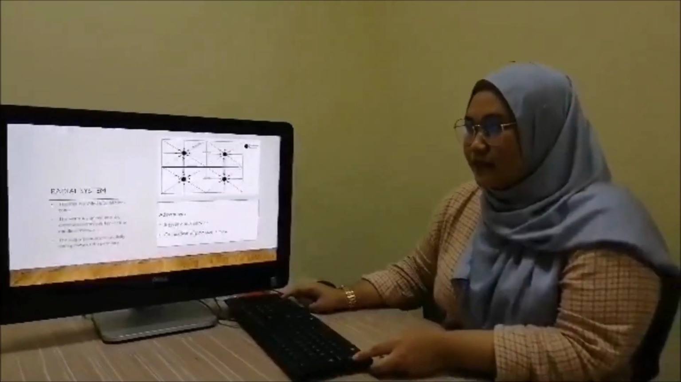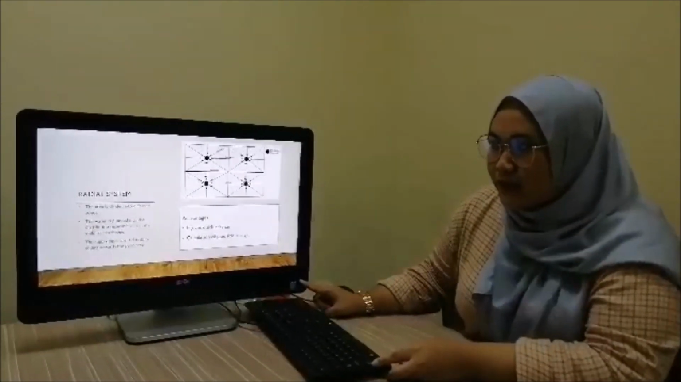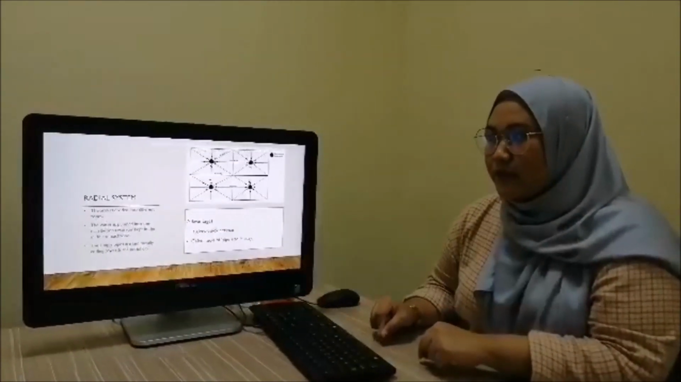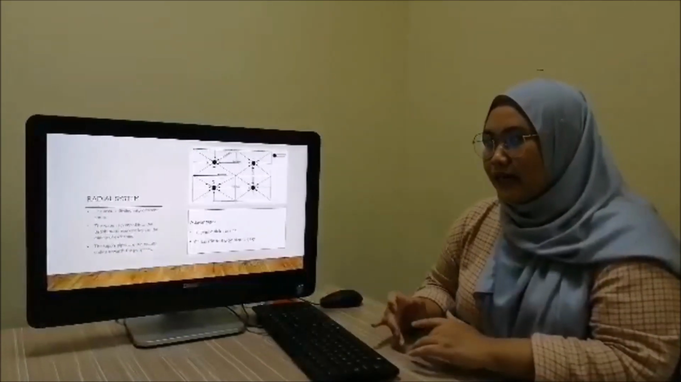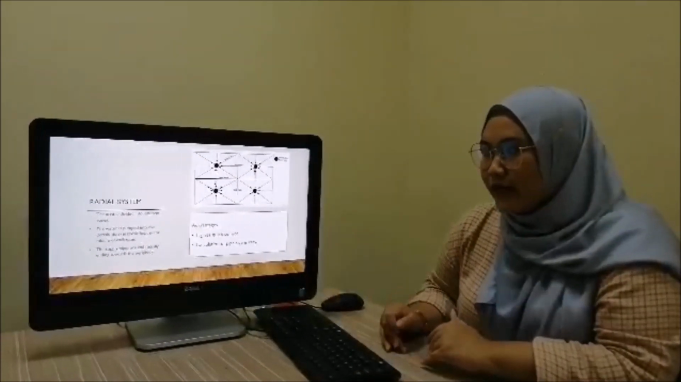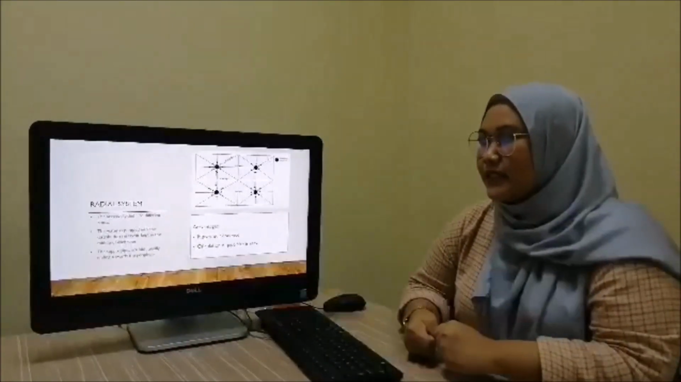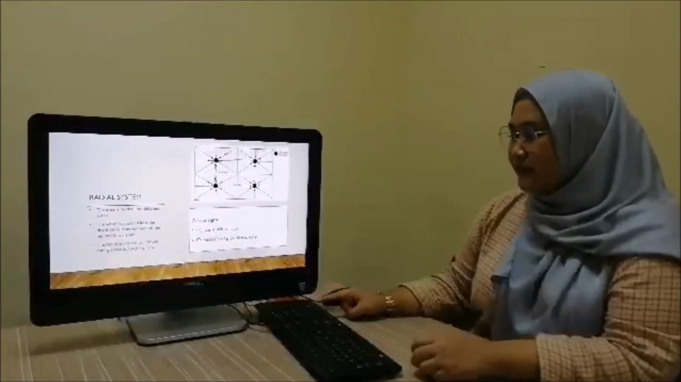For radial system, the area is divided into different zones. The water is pumped into the distribution reservoir kept in the middle of each zone. The supply pipes are laid radially toward the periphery. The advantage of radial system is it gives quick service. Calculation of pipe size is easy.